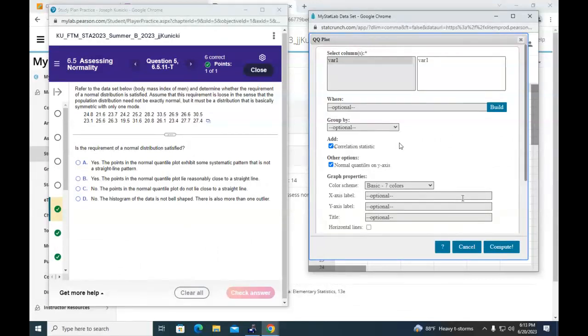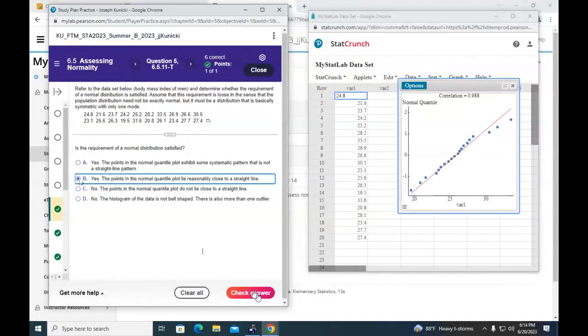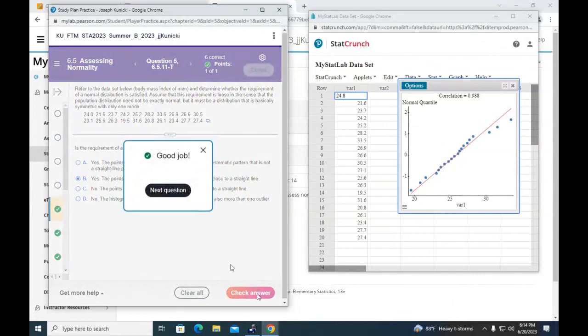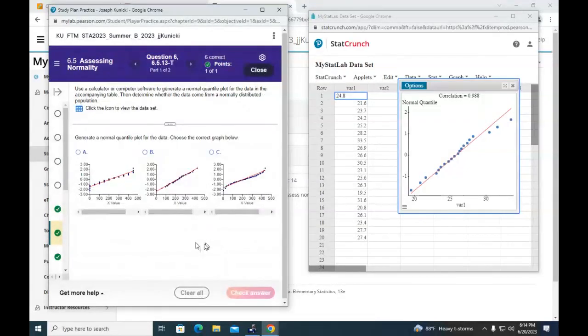That puts the x-scores. So what this does is it compares z's and x's on a graph, and if they're close to the line, if they're close to this red line, then they're okay. So this one looks pretty okay. They're reasonably close to a straight line. That's my opinion. And they agree. Okay. But it's not always true.